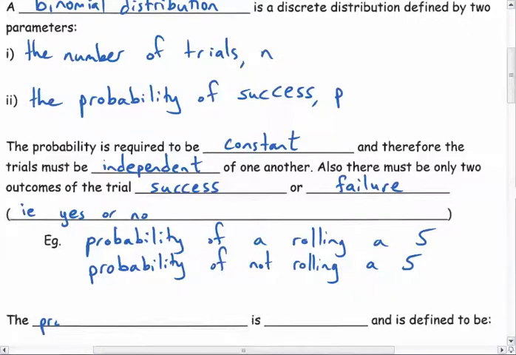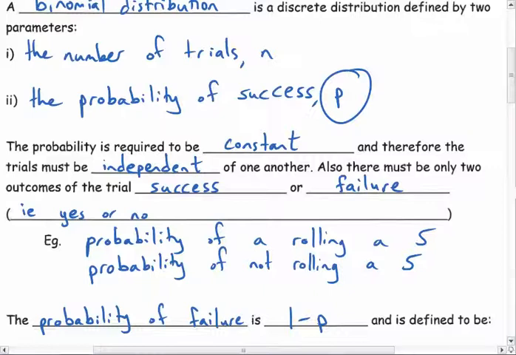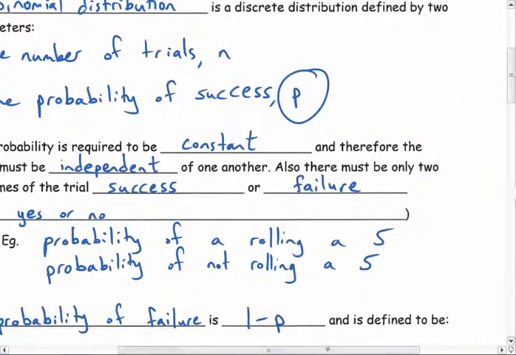The probability of failure is the opposite of the probability of success. So the probability of success is P. Probability of failure is 1 minus P, because the sum has to be 100%. And sometimes we call this something else, we call it Q. It's the probability of failure. And Q and P add up to 1.